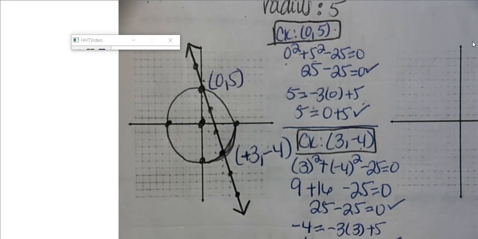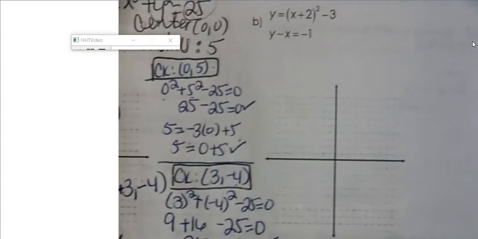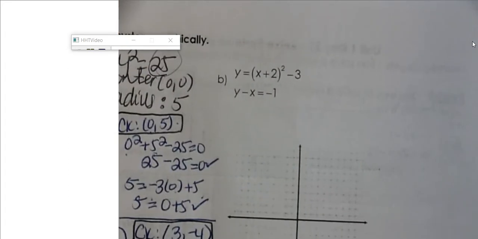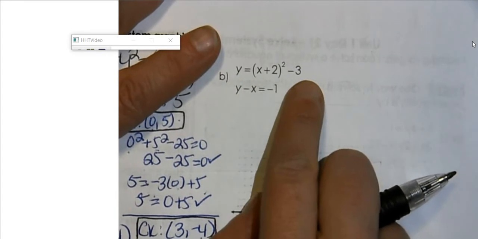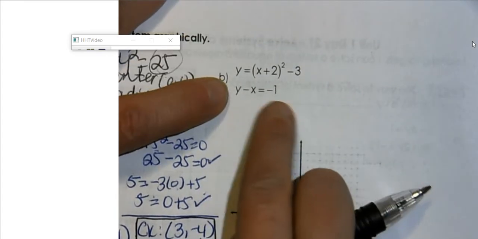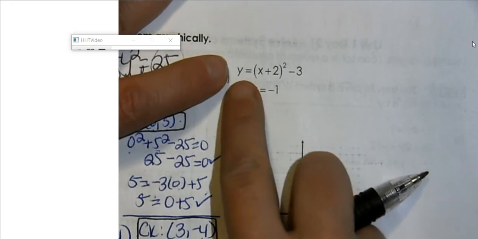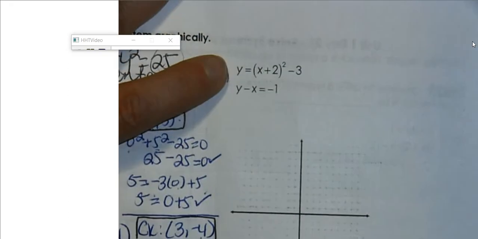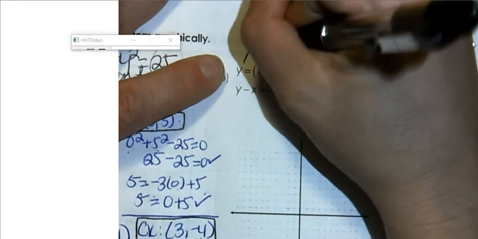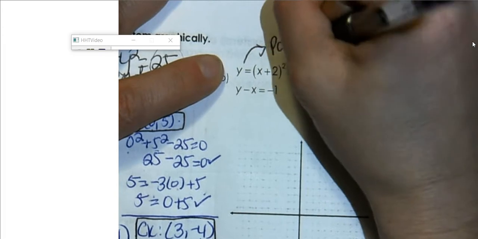Let's go ahead and look at letter B. In letter B, this time around, I have y equals x plus 2 squared minus 3 and y minus x equals negative 1. So my first equation is in vertex form. It's a parabola in vertex form.